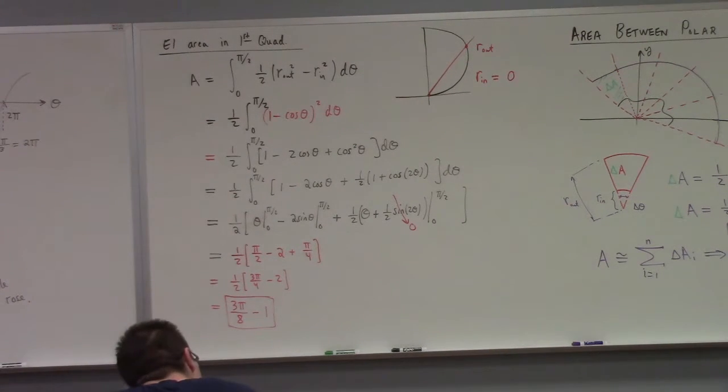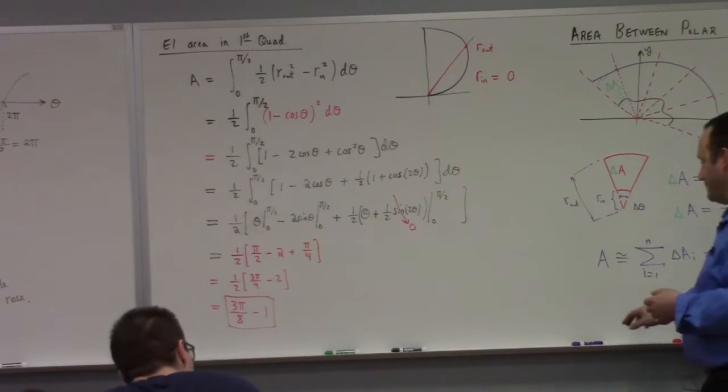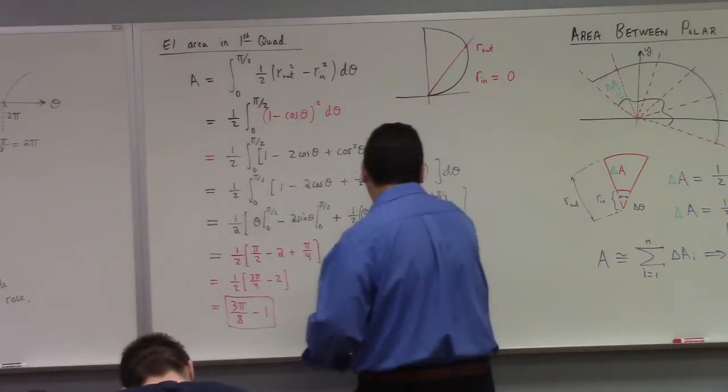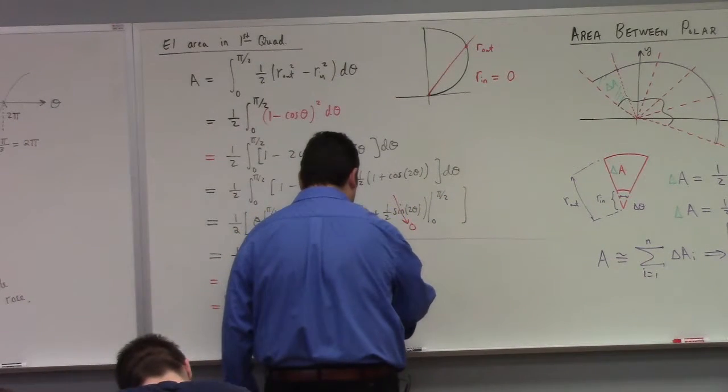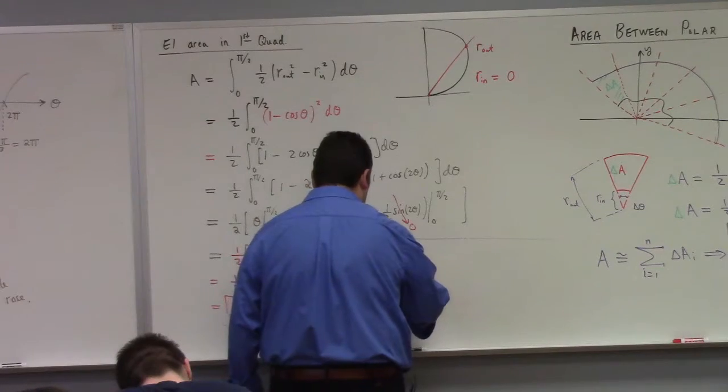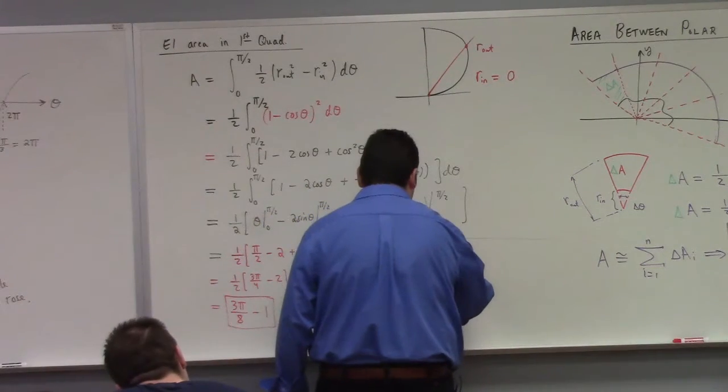Now, again, that just calculates the area in the first quadrant, right? What if we wanted the area inside the whole cardioid? What would we make our bounds of integration in that case? What's that? The whole thing? Whole cardioid integral from 0 to 2 pi, right?